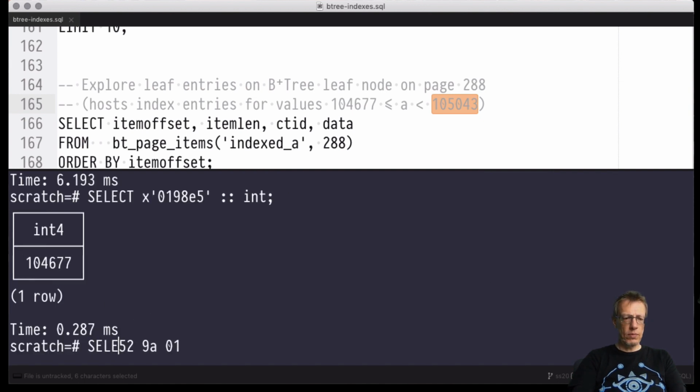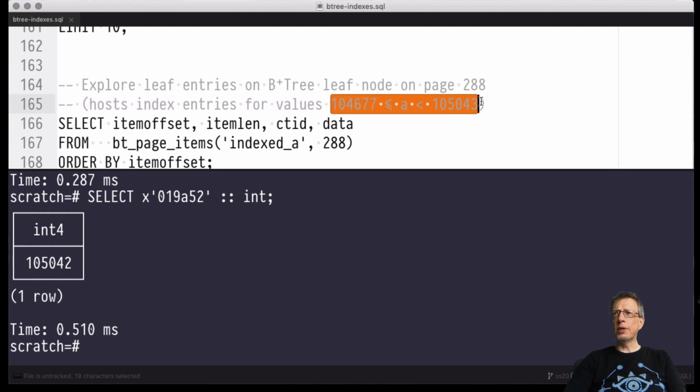Just to check that the search tree structure is indeed intact. And all right. Oh yeah. It's 105042. That's one less than the exclusive border that we may not reach anyway regarding our search tree semantics here. Looks good to me. This is a B+Tree that appears to be just intact.